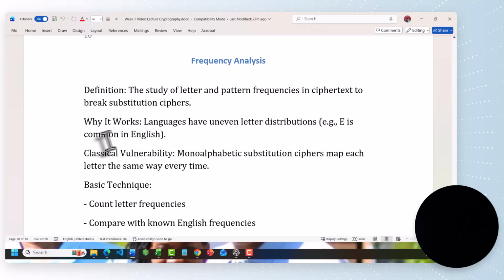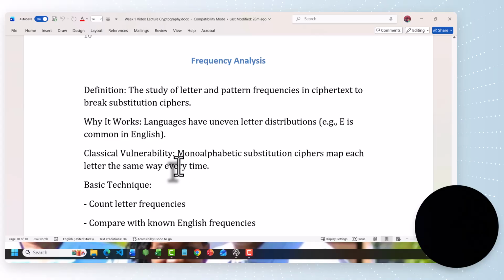Languages have an uneven character distribution. For example, E is common in the English language. A is common in the English language. I, O, U are common in the English language. The classical vulnerability: monoalphabetic substitution ciphers map each letter the same way every time.